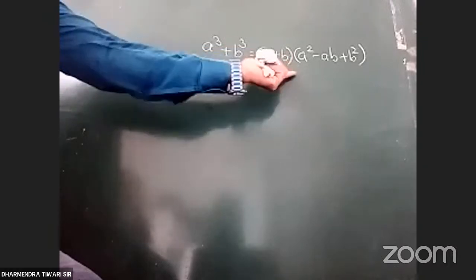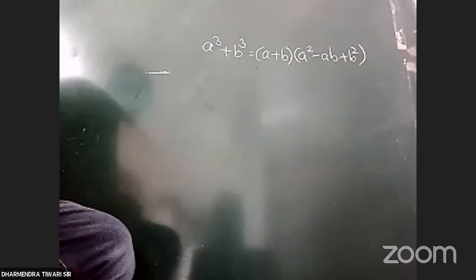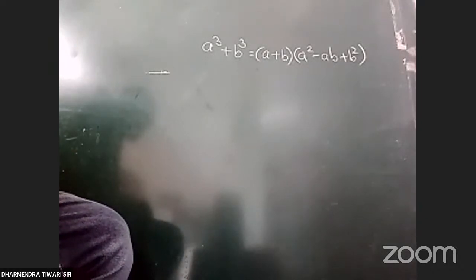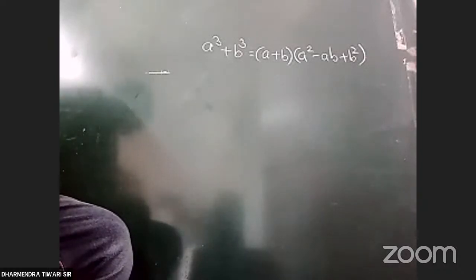Very simple. We just take a plus b in the first bracket and multiply it by a square minus ab plus b square. Actually, this can be easily derived. If you want, I can derive it for you. Let's derive the formula: how do we get a cube plus b cube equal to a plus b into a square minus ab plus b square. So let's start with its derivation.